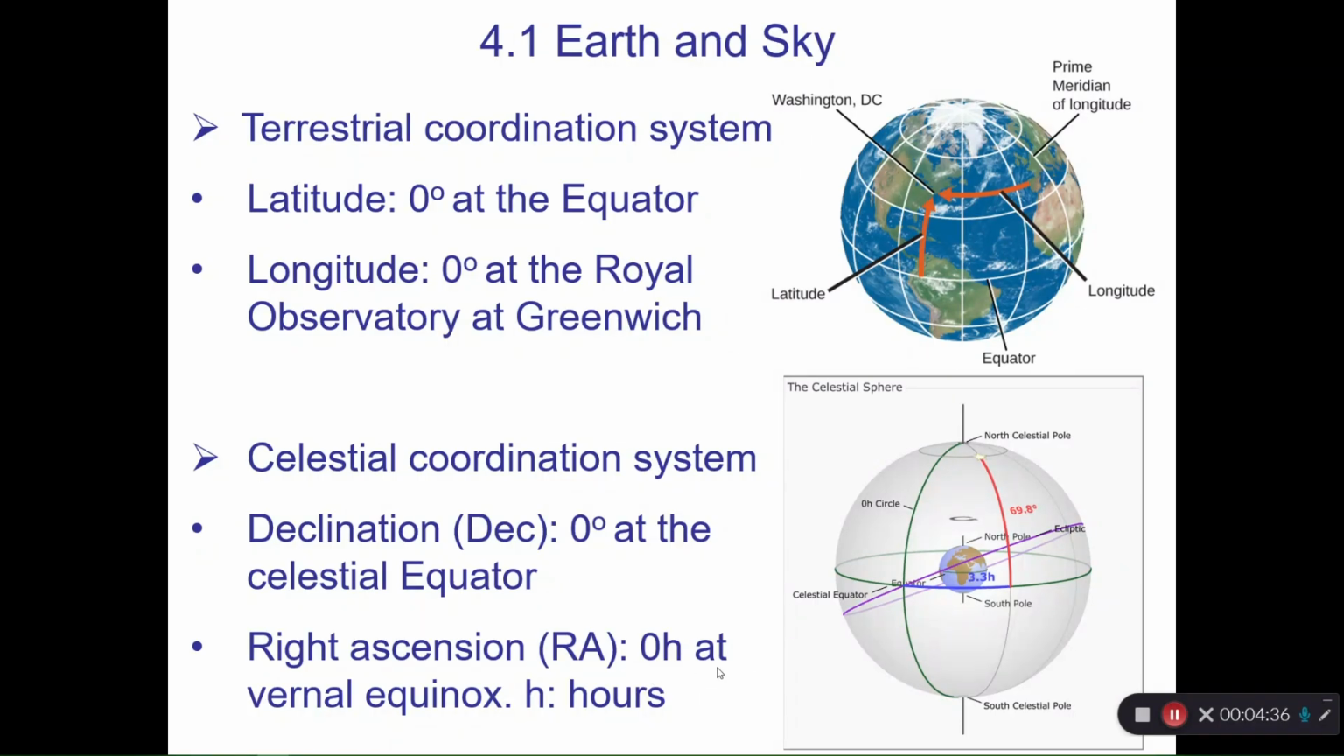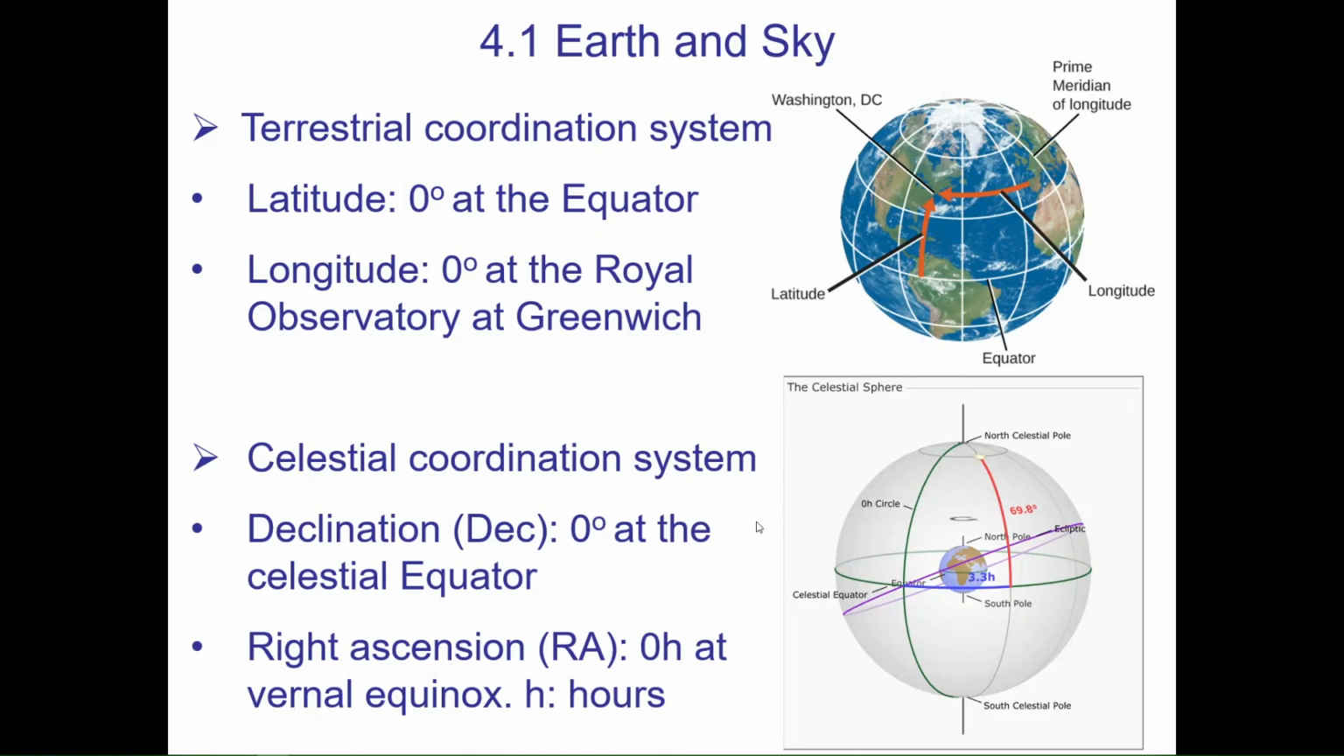Instead, we set 0 right ascension at the vernal equinox. It's basically right here. And usually for right ascension we assign units of hours. So for example, that is 0 hour. It is because we take into account Earth's rotation. To us, the stars or the night sky appear to rotate around the Earth throughout a day.